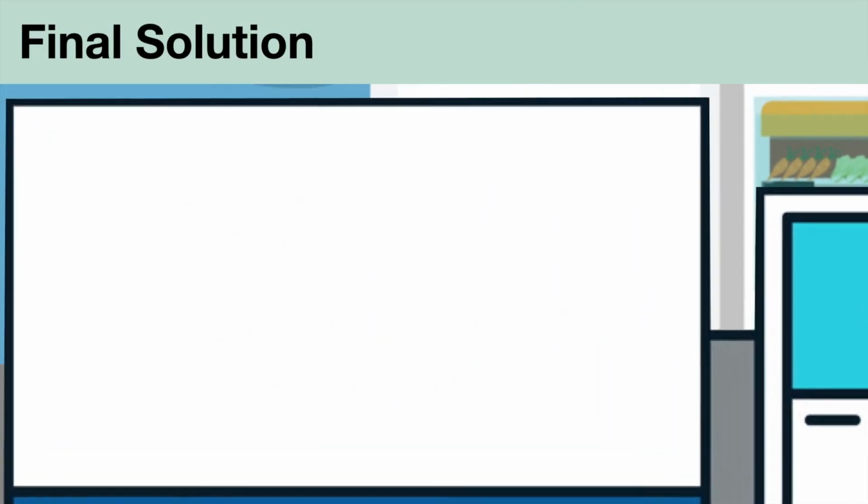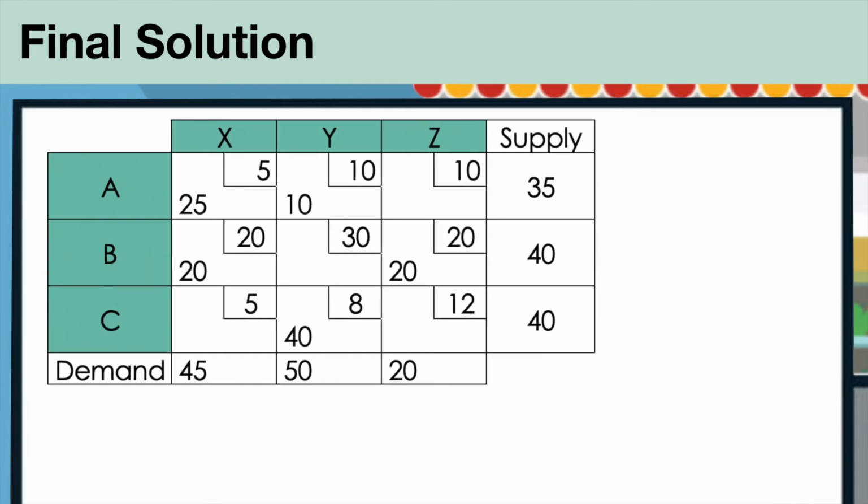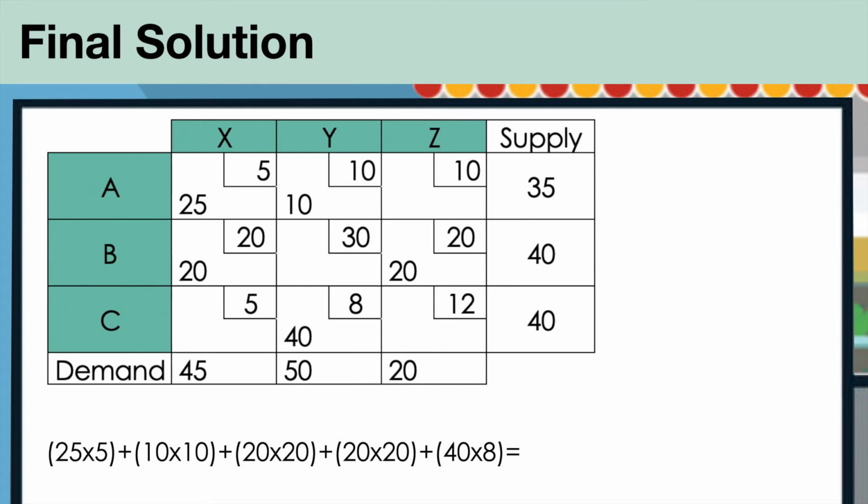We are going to compute the shipping cost. We are going to multiply 25 by 5, 10 by 10, 20 by 20, 20 by 20, 40 by 8, and the sum would be 1,345, which is less than 1,395 from earlier.